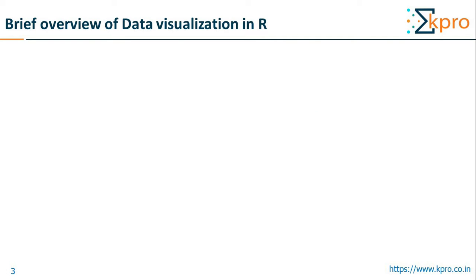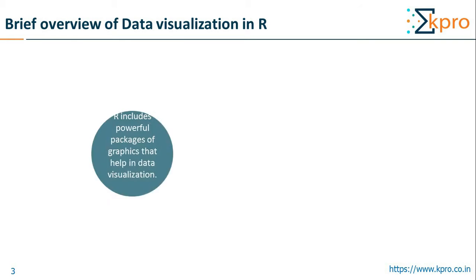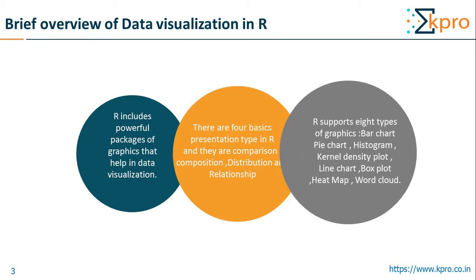Data visualization is the art of turning numbers into useful information. R offers a wide variety of inbuilt functions and packages that help in data visualization. There are four basic types of presentation in R, and they are comparison, composition, distribution, and relationship. R has a total of 8 types of graphics for data visualization, and they are bar chart, pie chart, histogram, kernel density plot, line chart, box plot, heat map, and word cloud.